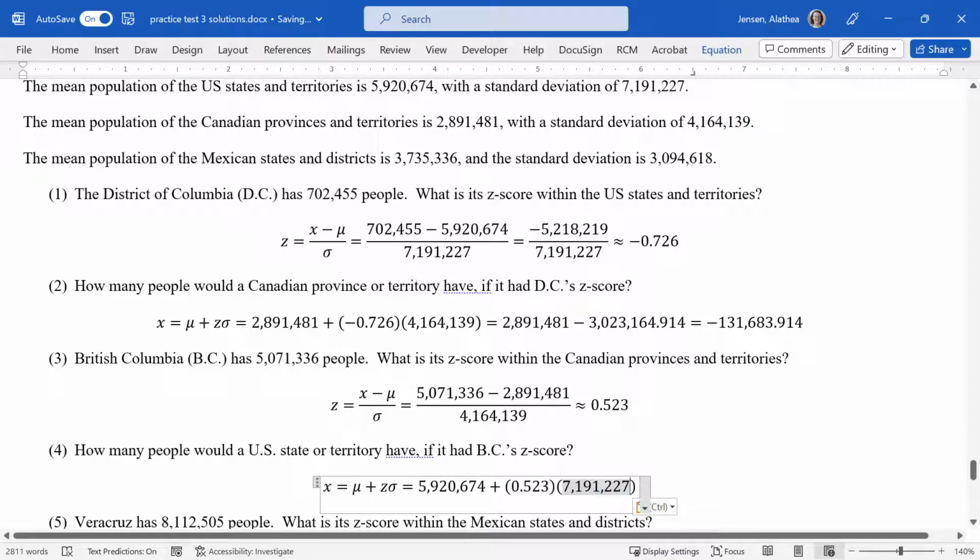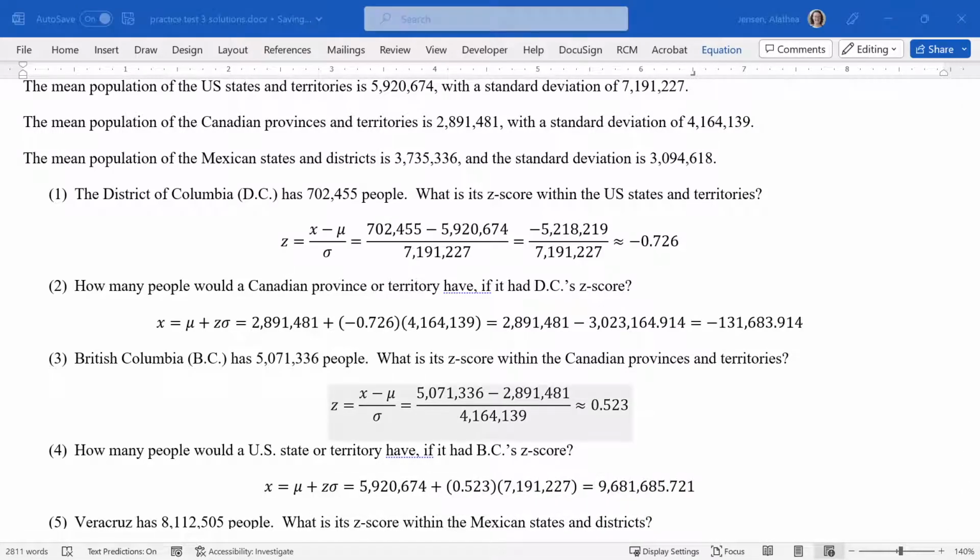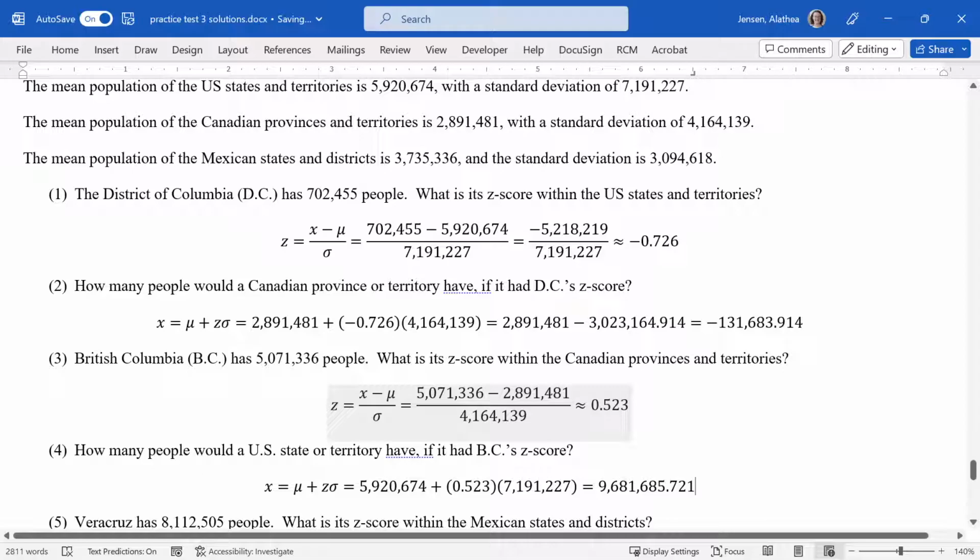Okay, put that in a calculator, make sure you do the order of operations right, and you get... Okay, I got 9,781,685, which kind of makes sense because the US, generally speaking, is more populous than Canada, so an equivalent in the US would typically have more population, unless it goes the opposite direction and they turn into zombies. So I guess both weird things can happen.